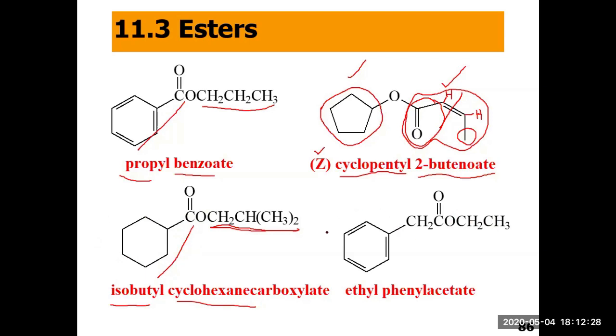Okay, let's look at this last example here. So again, the first thing we have to do is to identify which one is the alkyl group and which one is the acyl group. Okay, so the acyl group is the group that contains a carbonyl carbon. So this one becomes the acyl group, and this one becomes our alkyl group. So the name will become ethyl, and this one is called phenyl acetate. So the name of the ester is called ethyl phenyl acetate.